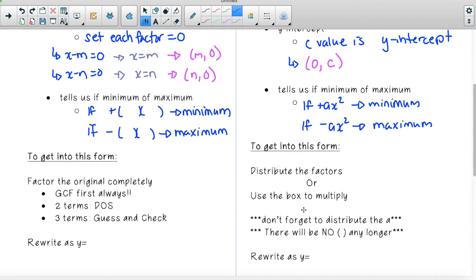So to get into standard form, we do what's called distribute the factors, or use the box to multiply. We're just going to distribute it so that we have no parentheses remaining. We want to distribute all parts of it so there are no parentheses. So we cannot forget to distribute the a value, and there will be no parentheses any longer. And again, we're going to rewrite it as y equals.